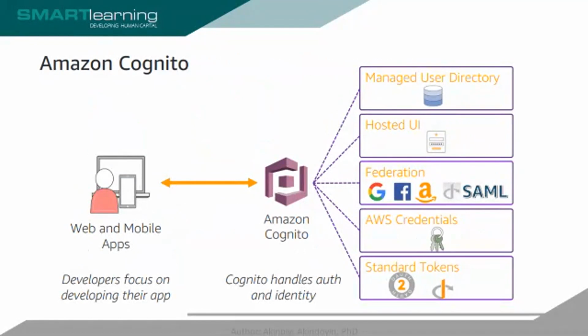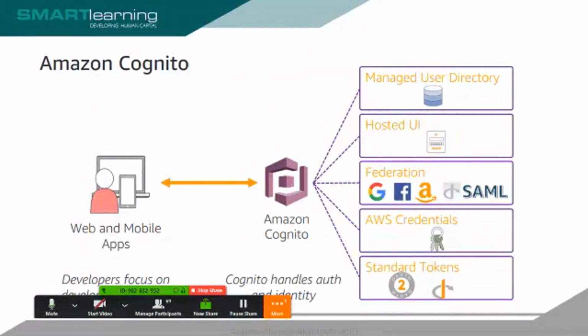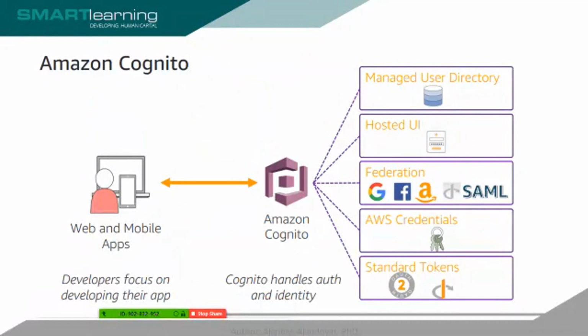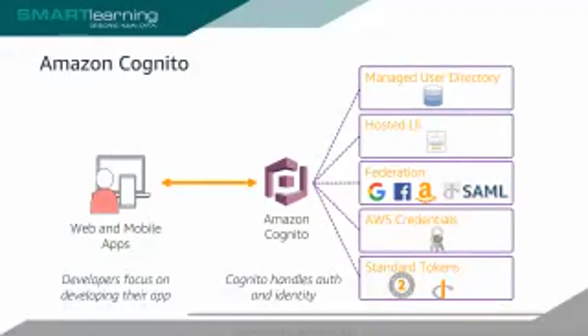Cognito is a very important service within AWS. It handles authentication and identity on your behalf, and developers use it because it's mobile and web compatible for your application. It can easily integrate with your user Active Directory. It can federate with Facebook, Google, Amazon, and SAML. SAML is for your on-prem identity provider.